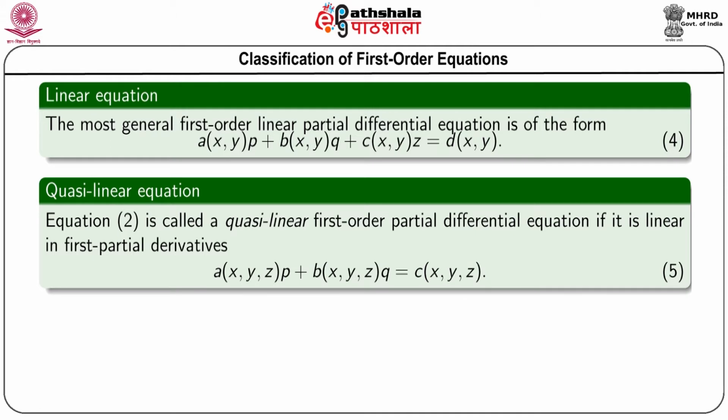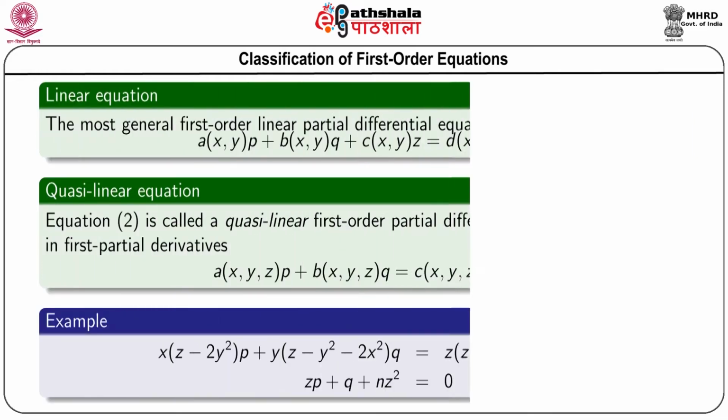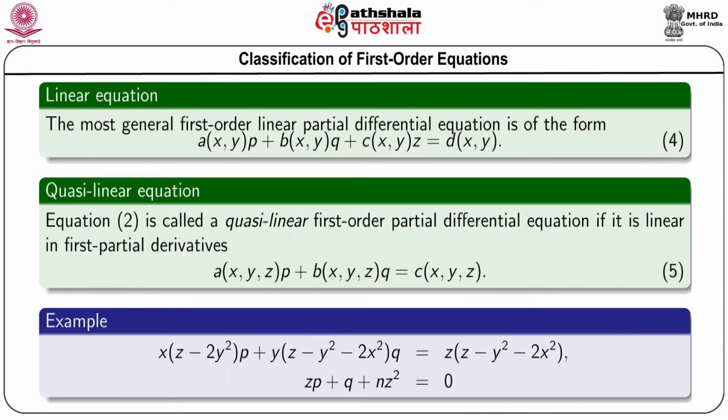So, the general form can be written in this way, which is given in equation number 5: a p plus b q equals c, where each of a, b and c is a function of x, y and z. So, this is one of the examples of a quasi-linear equation: x(z² − 2y²)p + y(z² − y² − 2x²)q = z(z² − y² − 2x²), and zp + q + nz² = 0. This is also a quasi-linear equation.